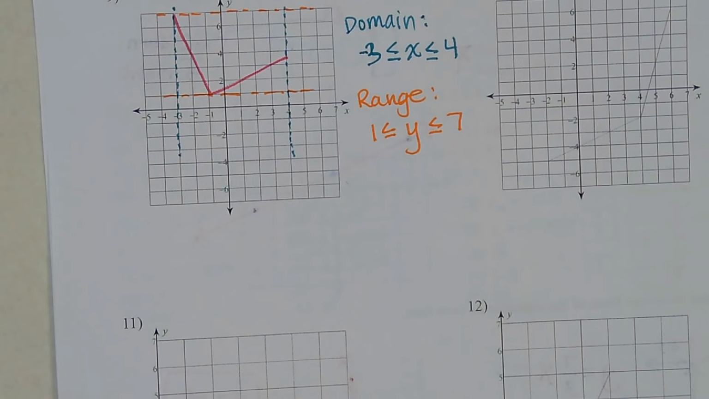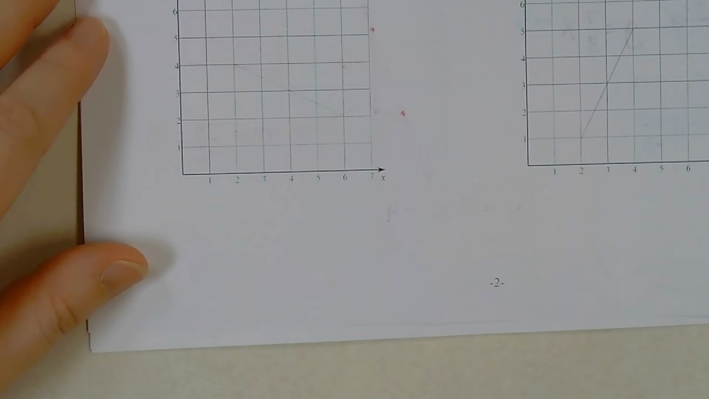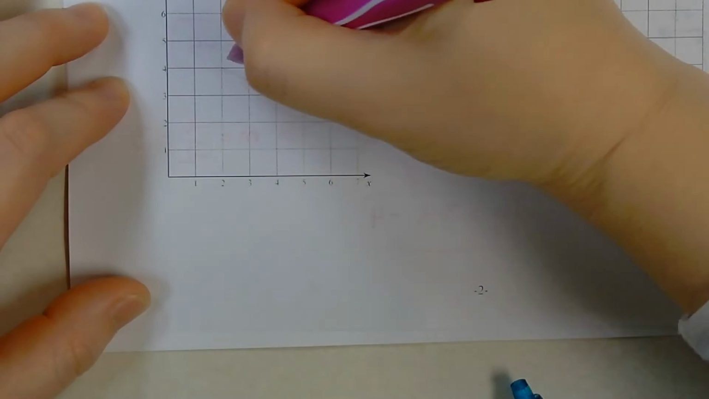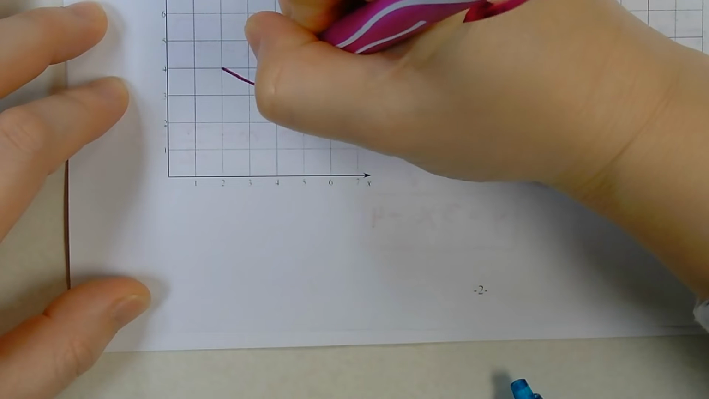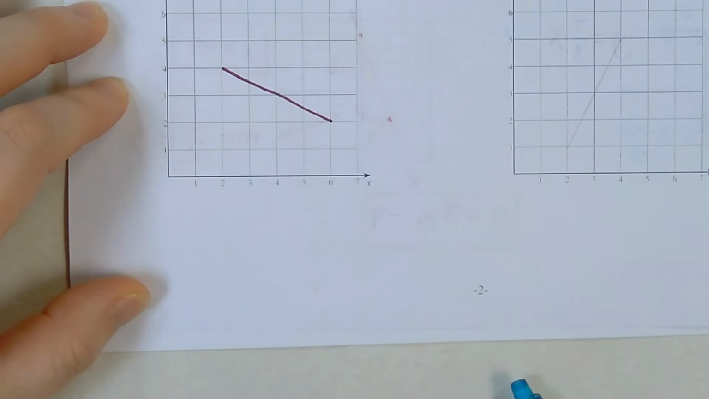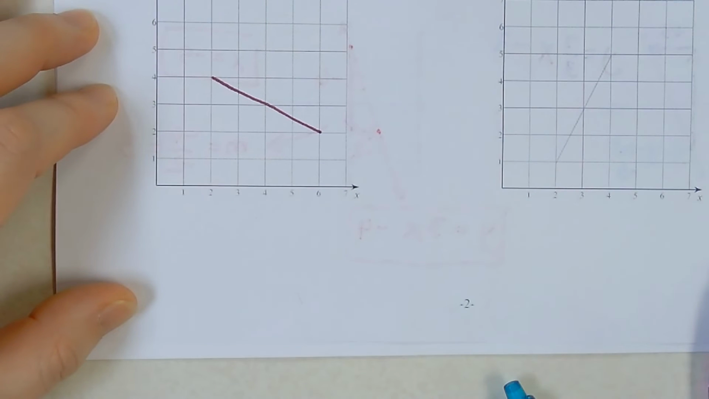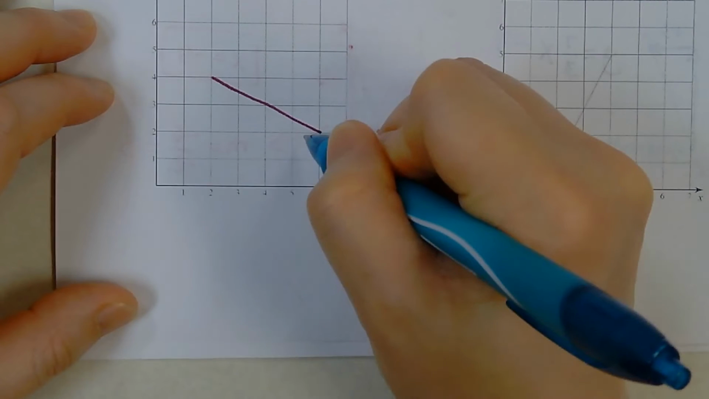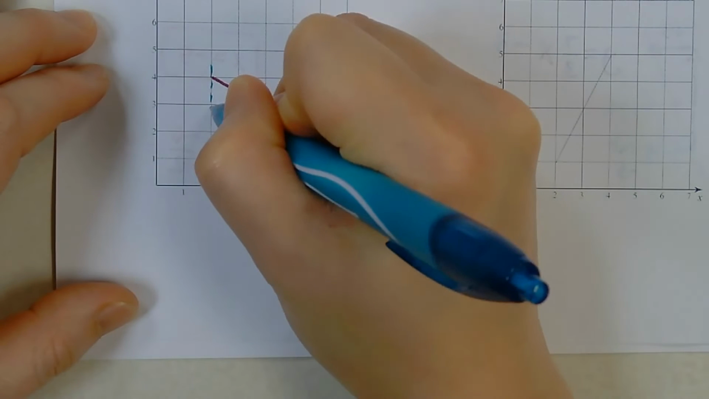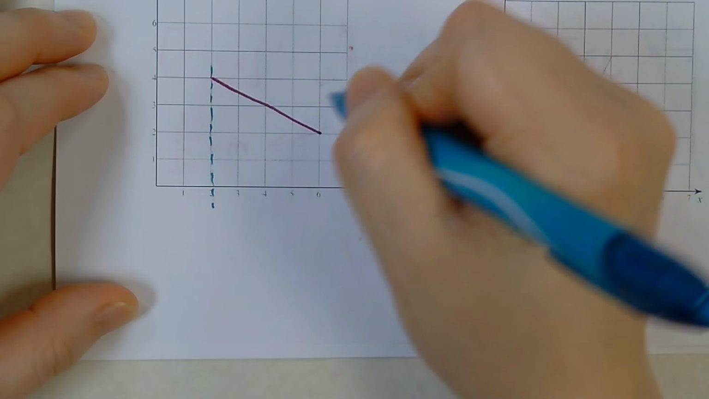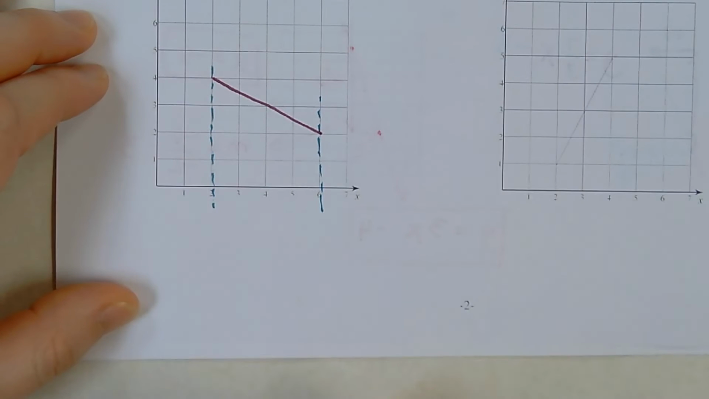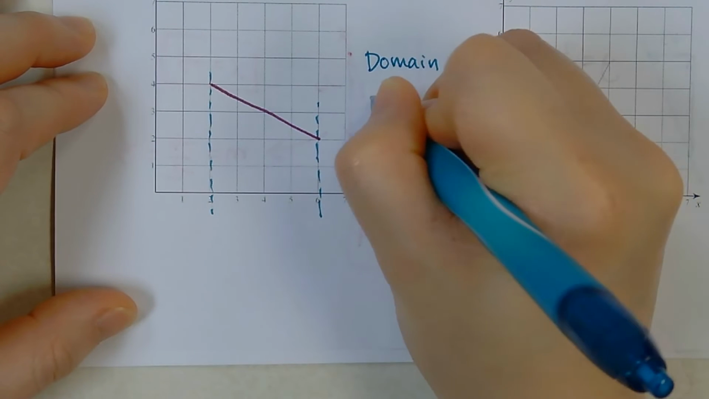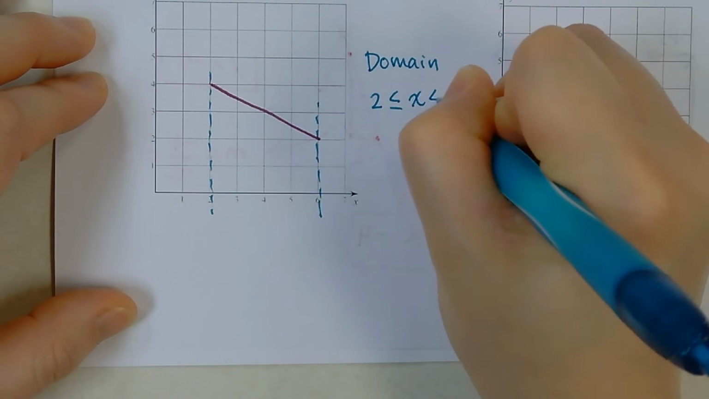All right, we'll try that for one more. We'll try that for 11. Since you can't see that very well in video land, that's the line right there. Sorry, it came out a little light. And we're going to start with domain again. So what are the values of x? How low can this go? It goes all the way to 2, all the way to the right to 6. So the domain is going to be 2 less than or equal to x, which is less than or equal to 6.